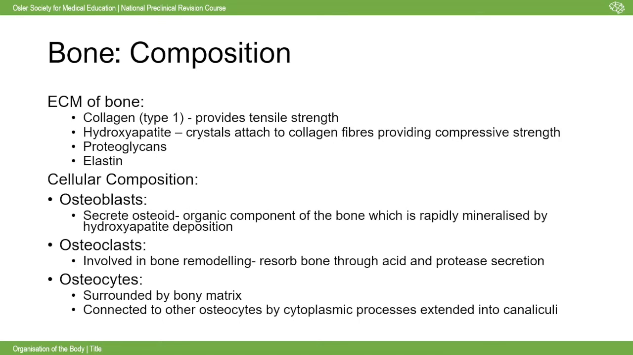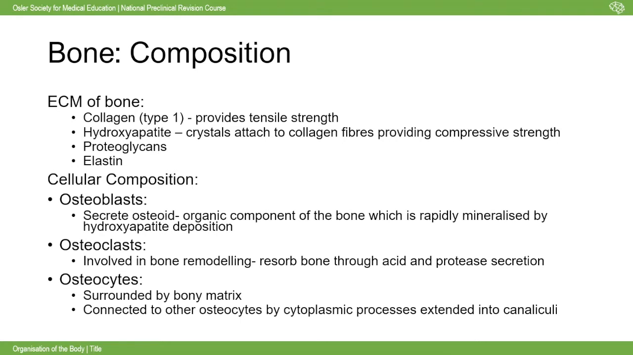However, there are also proteoglycans and elastin present within the ECM of bone. The cellular composition is more complex than our cartilage composition. We have osteoblasts. These secrete osteoid, which is the organic component of the bone, and which is rapidly mineralized by the deposition of these crystals, which we mentioned. We then have osteoclasts. These are involved in bone remodeling, specifically in resorption of bone through acid and protease secretion. We'll get on to a bit more on osteoclasts in a minute.